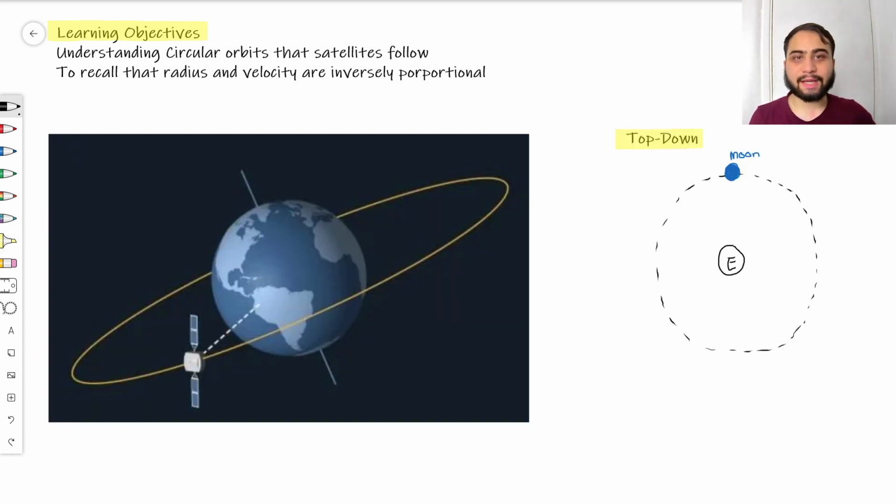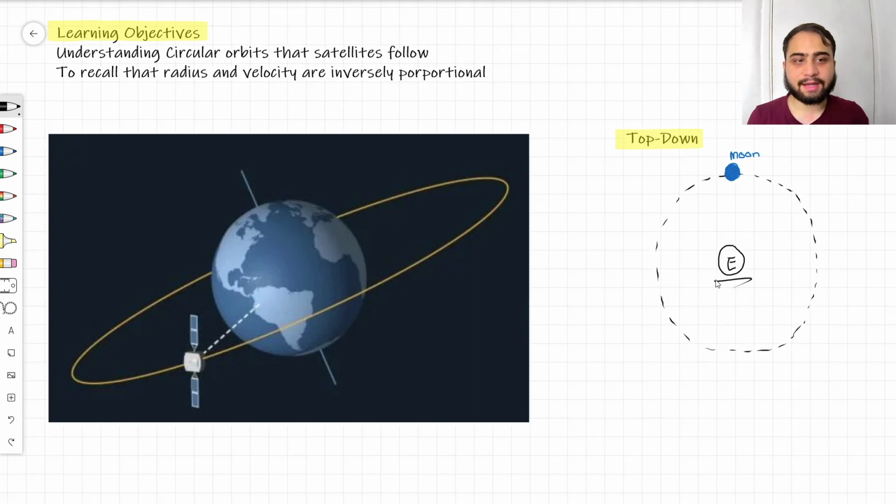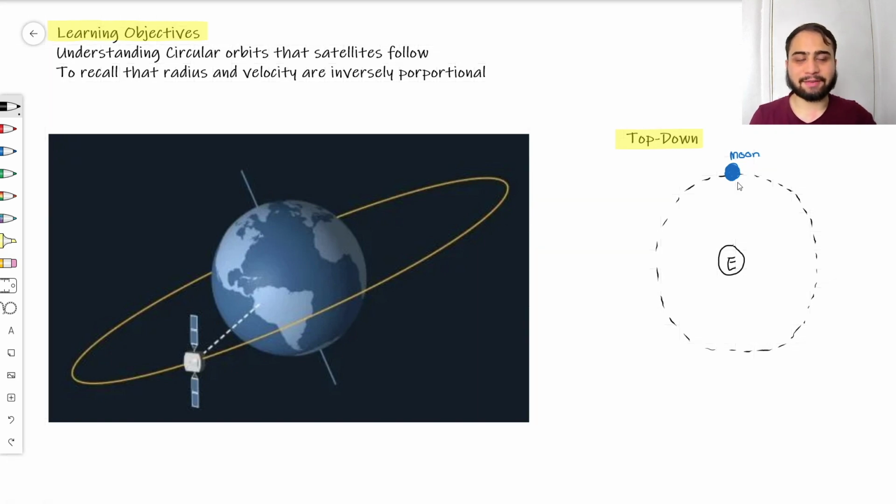Okay, so I have for you here a top-down view of the Earth and the moon orbiting it right there. What we need to first understand is that the Earth exerts a gravitational force on the moon. Let's give that the symbol big G. The moon also exerts an equal and opposite force on the Earth, because remember, this is a Newton's third law pair. Newton's third law tells us that for every action we have an equal and opposite reaction. So if the Earth exerts a gravitational force on the moon, the moon also exerts a gravitational force on the Earth.